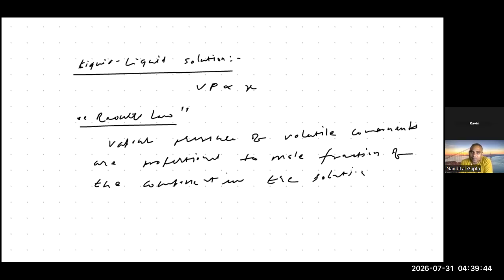So they are saying the vapor pressure of a volatile component is proportional to the mole fraction of the component in the solution. What do you mean by this? Suppose you are having two components. One component is solute and another component is solvent. If you talk about the solute, that is component 2, and whenever you are talking about the solvent, it can be component 1. So the vapor pressure, this is P1.